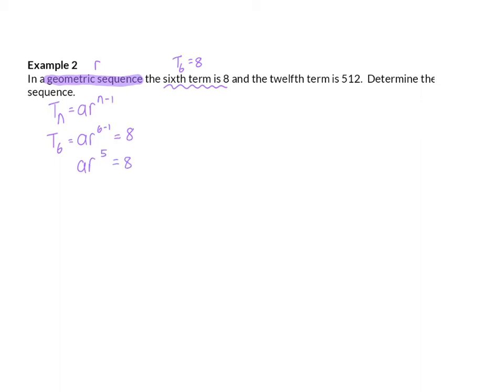Next part of information is that the 12th term is 512, so that will be T12 equals 512. So again, we add the correct formula, which is the Tn formula. So T12 will be a times r to the power of 12 minus 1, and the value should be 512.